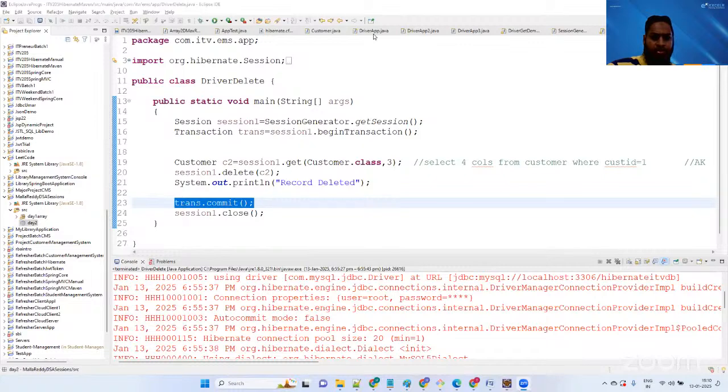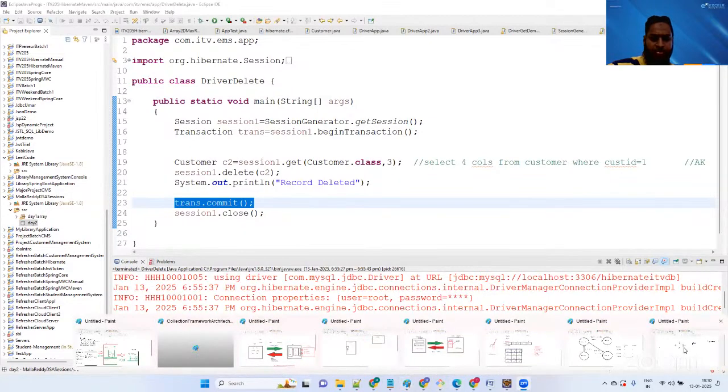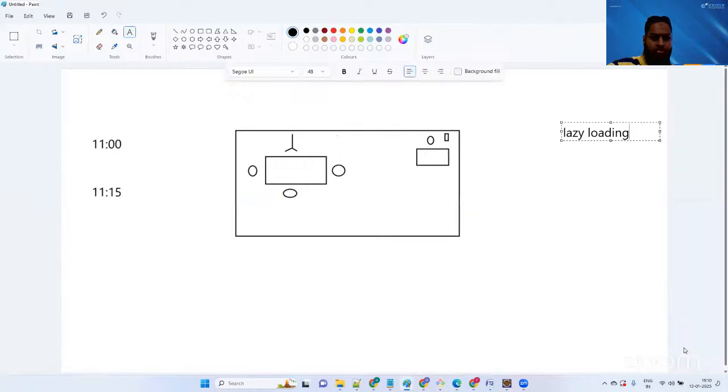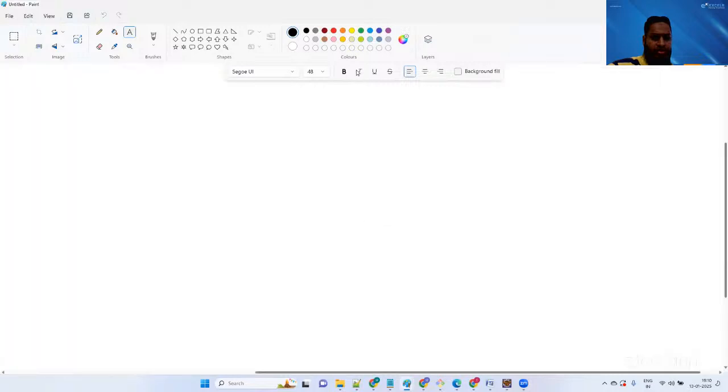So let me prepare a fresh paint screen for you guys, so I can share it. On the chat, you can drop and let me know whether you are able to see my notepad screen. Okay, so we have various sorting techniques. First let's do the sorting algorithms. I hope you all are aware of some sorting algorithms which we use.